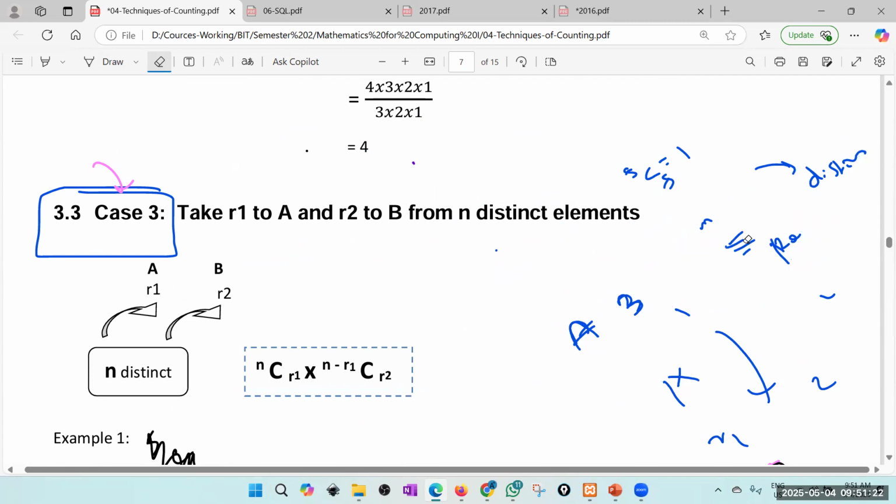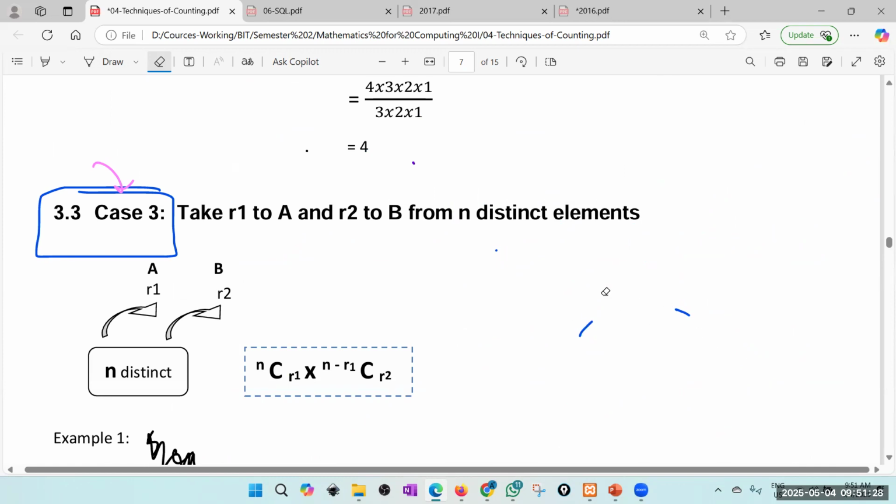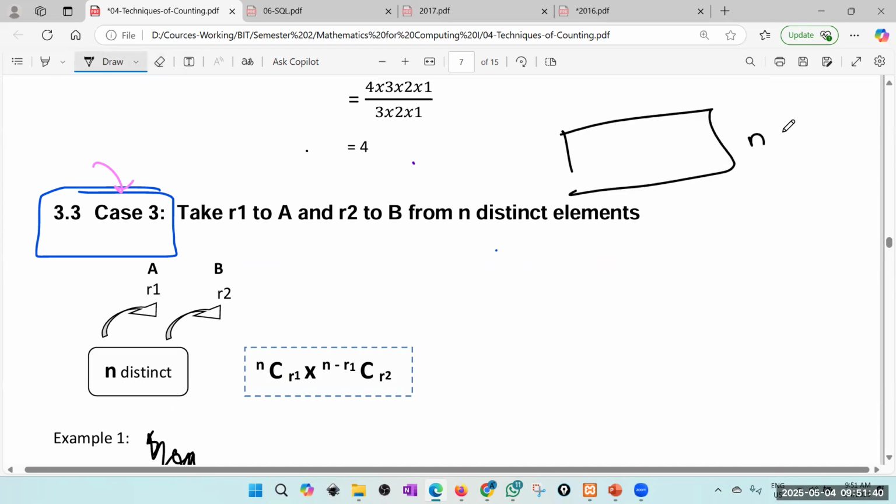Now let's move on to our case 3. So in our case 3, because the formula is also different, we have n number of distinct elements. N distinct. But this time our requirement is different.